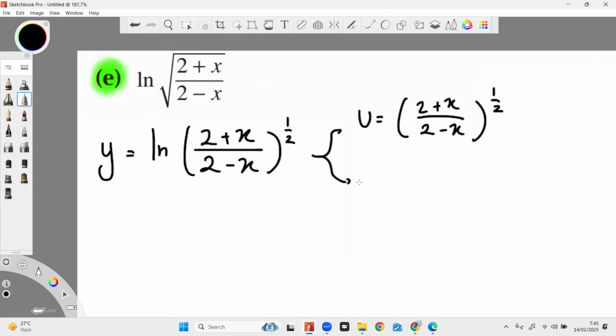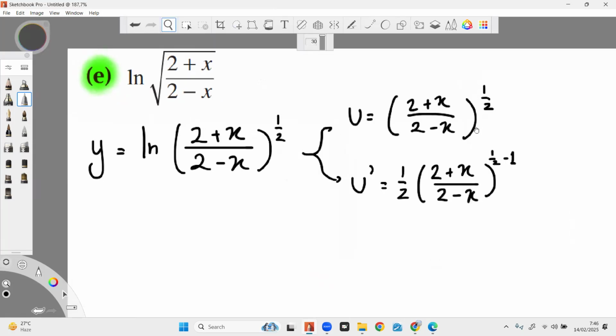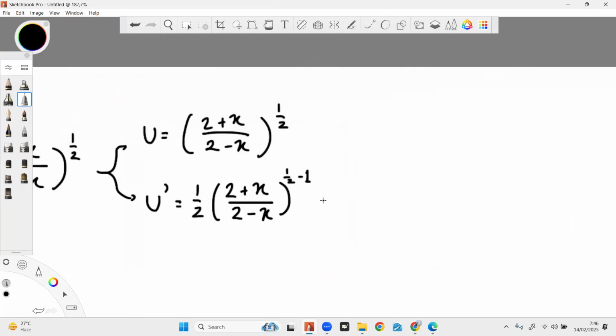How do you find the derivative of u? The 1 over 2 put down, right? Let the base be, just copy and paste it, and then the power is half minus 1, which is negative half. And are we finished? No. Why? Because you have to multiply by the inside. The chain rule works like this.